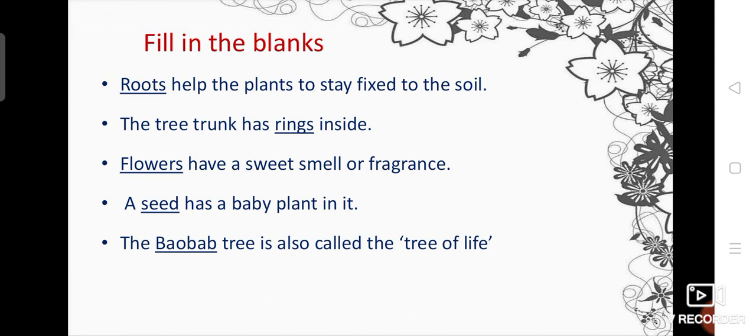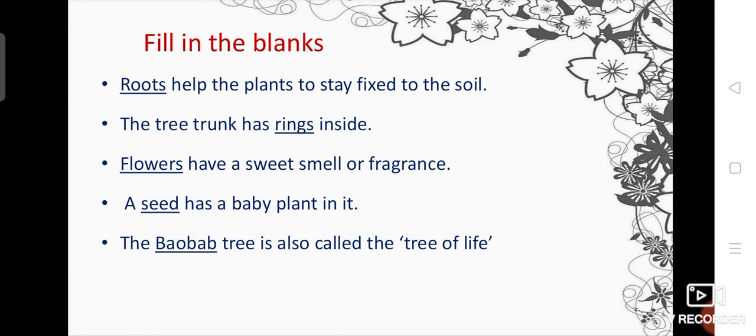The next one, the tree trunk has dash inside. The tree trunk has rings inside. By counting the rings, we can tell the age of the tree also. So it is present inside the trunk.